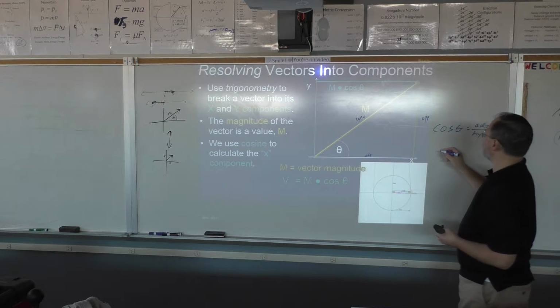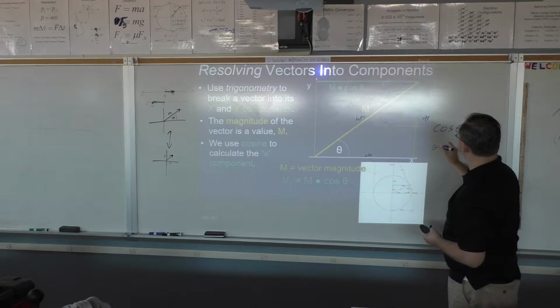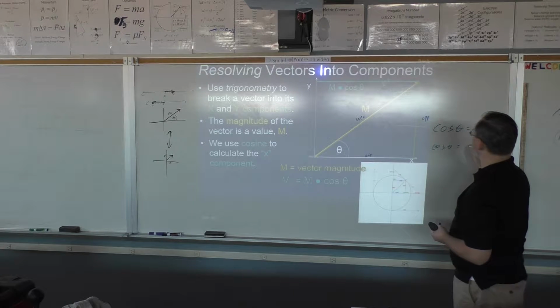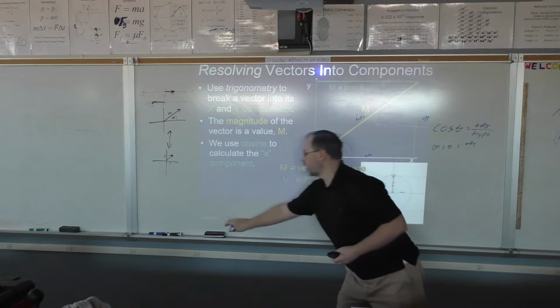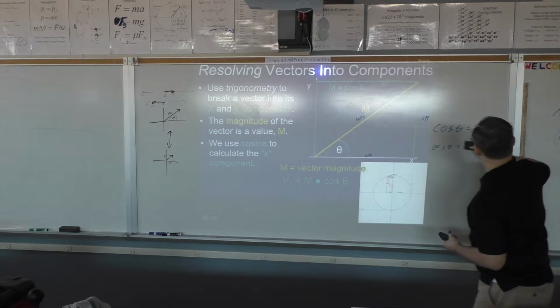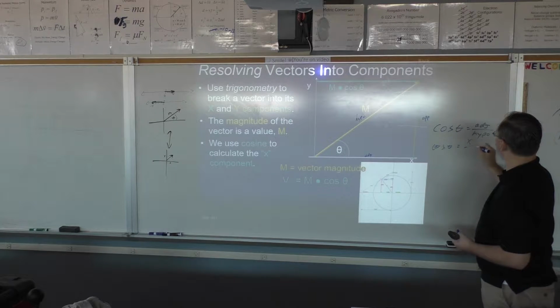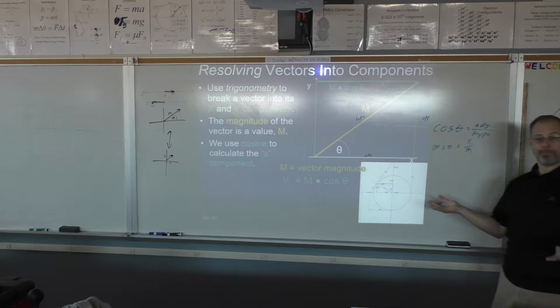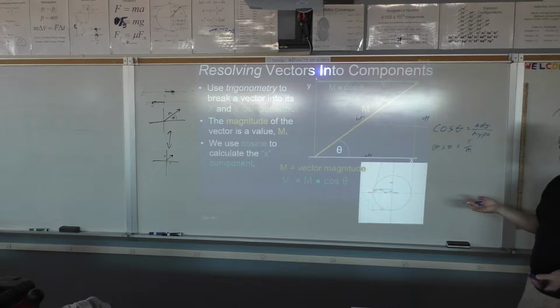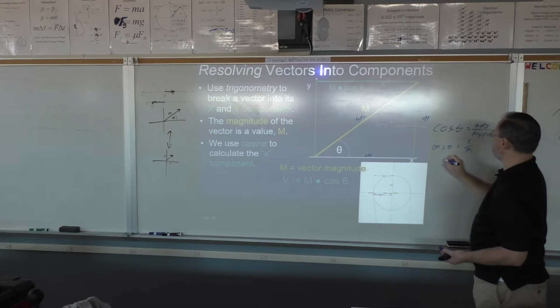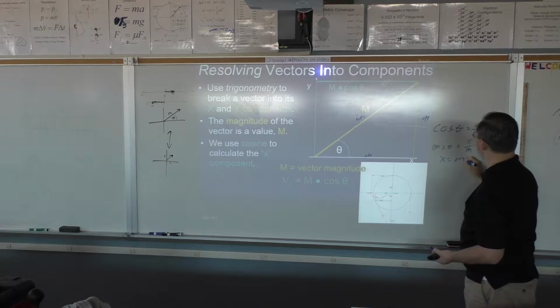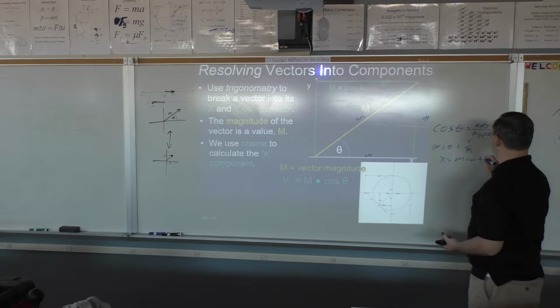So you can basically say cosine of the angle equals the adjacent leg, which is, in this case, x, over the magnitude m. Make sense? And if you want to get m by itself, it's just x equals m cosine theta.